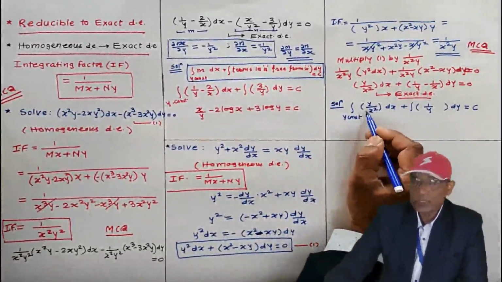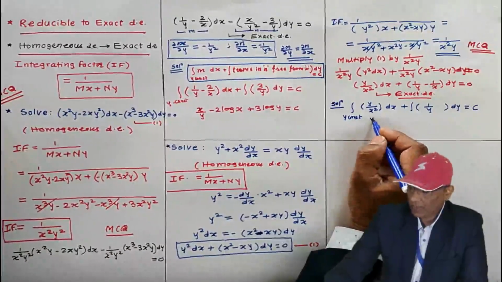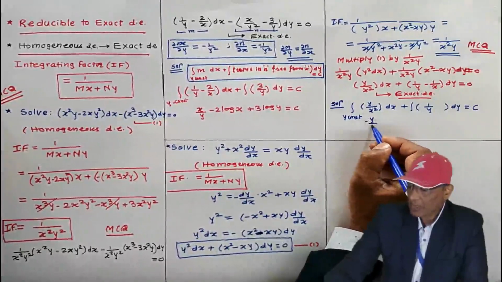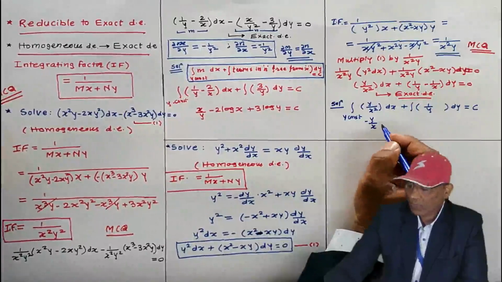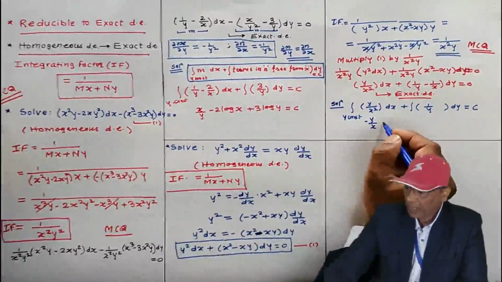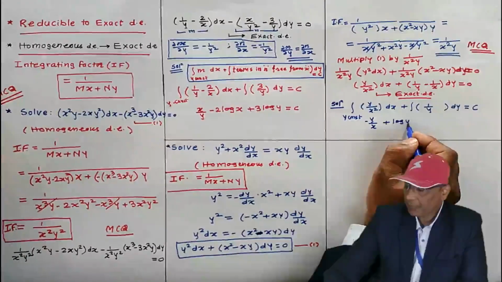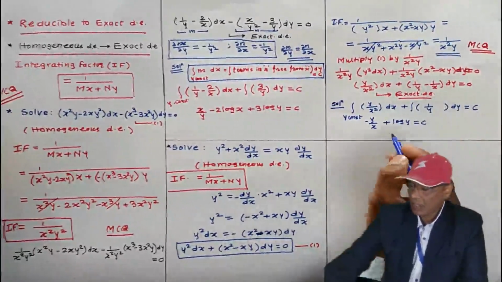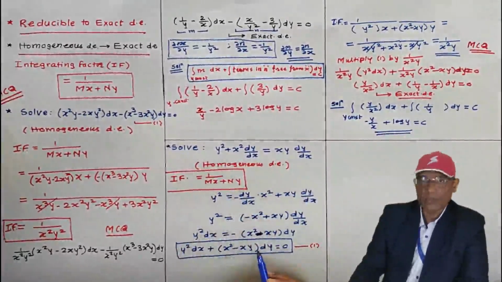Now integrate this term with respect to x, keeping y constant. Y is constant, and the integral of 1 by x square is what? Minus 1 by x. The integral of 1 by y with respect to y is log y, and this is equal to c. So this is the solution for this differential equation or this differential equation.